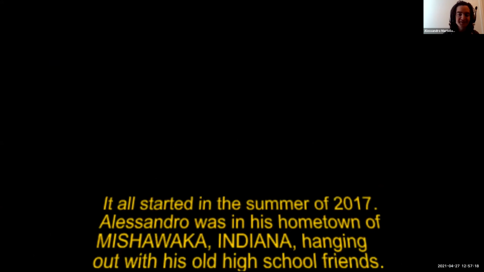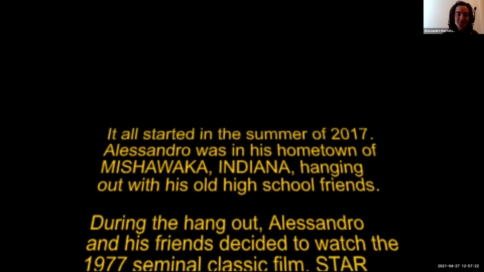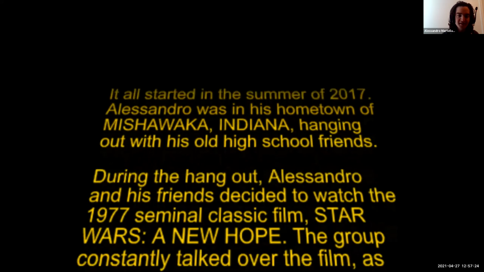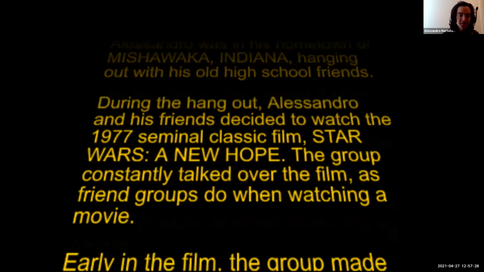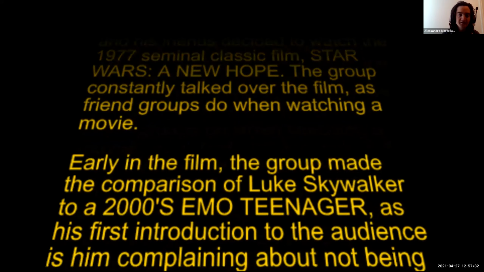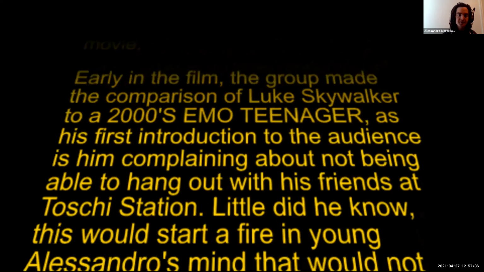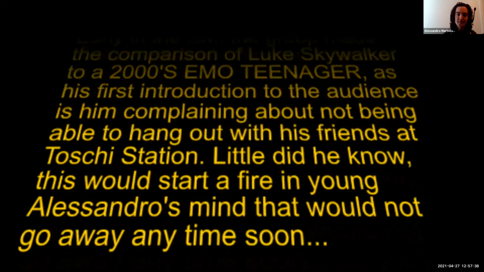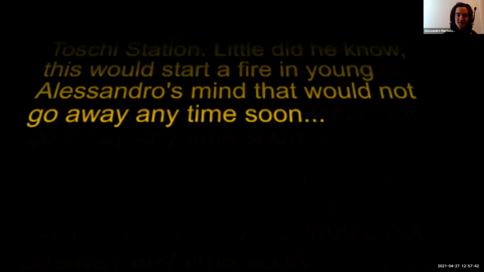Alessandro was in his hometown of Mishawaka, Indiana, hanging out with his old high school friends. During the hangout, Alessandro and his friends decided to watch the seminal classic 1977 film Star Wars: A New Hope. The group constantly talked over the film, as friends do. Early in the film, the group made a comparison of Luke Skywalker to a 2000s emo teenager. His first interaction to the audience is him complaining about not being able to hang out with his friends. Little did he know that this would start a fire in young Alessandro's mind that would not go away anytime soon.